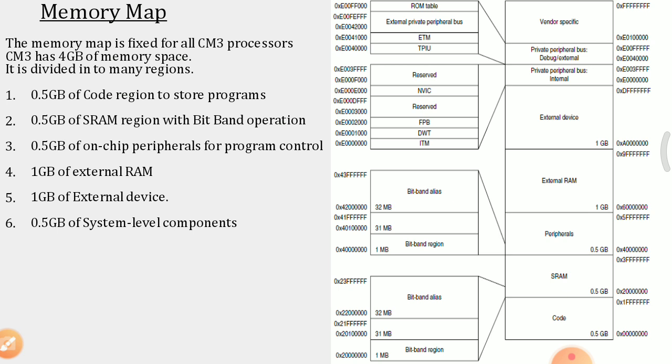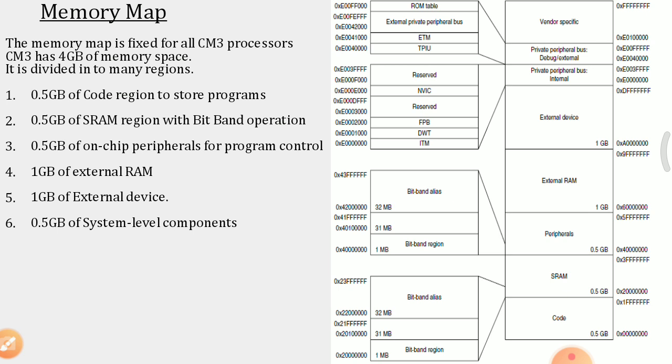Then another 0.5 GB block of address space is allocated to on-chip peripherals. Similar to the SRAM region, this region also supports bit-band alias and is accessed via the system bus interface. However, instruction execution in this region is not allowed.